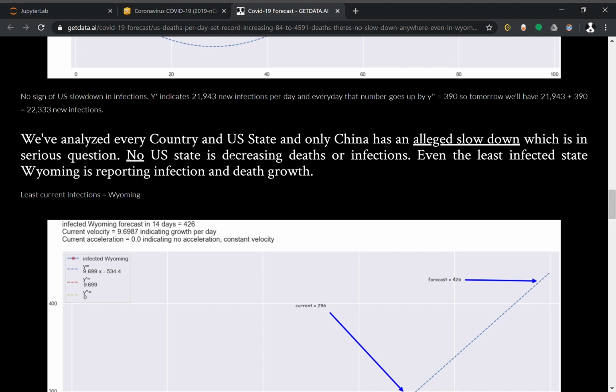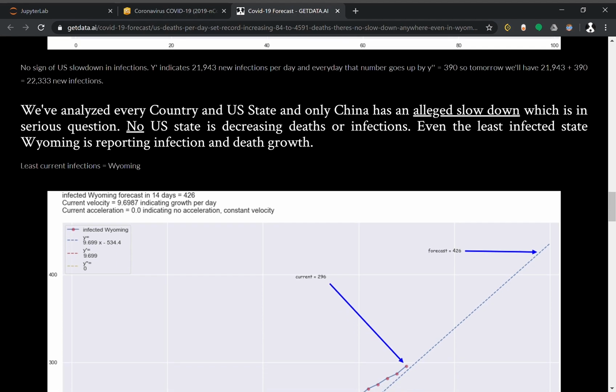no U.S. state is decreasing in deaths or infections. Right? We can prove it. We've analyzed it. Show it to you. And even the least infected state, which is Wyoming, right? I'm very happy for Wyoming, is reporting infection and death growth. So let's look at Wyoming, right? Because there's reports that some states are doing great, okay? And so what does that mean? All right, so let's look at Wyoming.